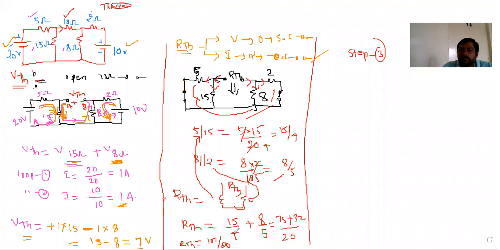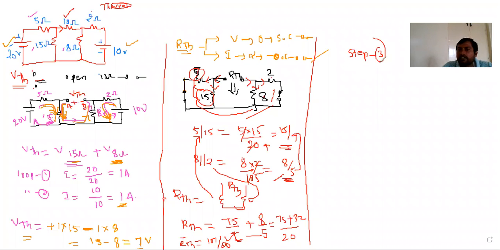So the simplification: 15 by 4 is the product by the sum, the parallel of this one. It becomes 15 by 4, and the 8 and 2 in parallel combination will be 8 by 5. These two are in series. So if I add that, taking the LCM, we will get 107 by 20. 107 by 20 is the R Thevenin.